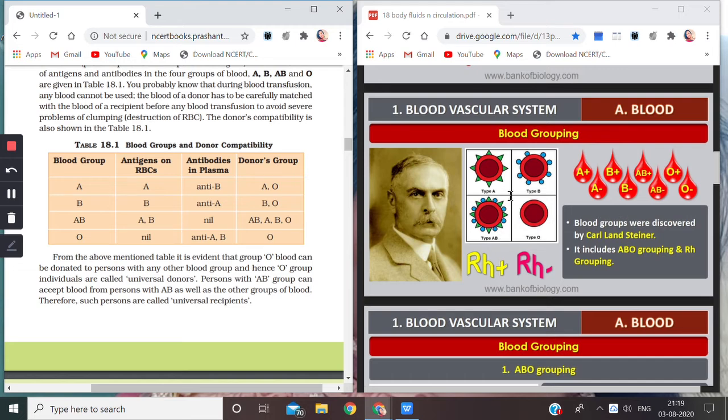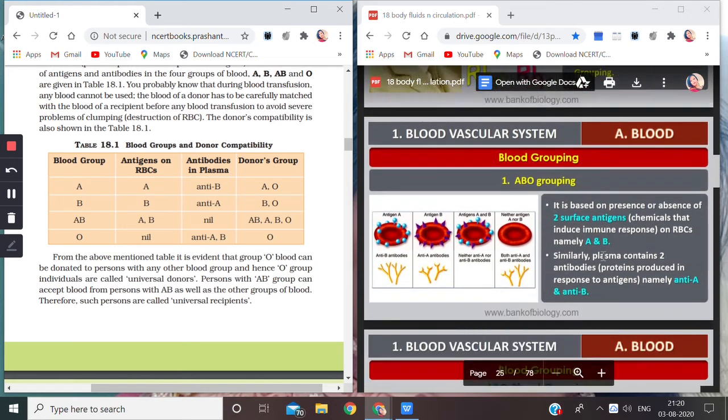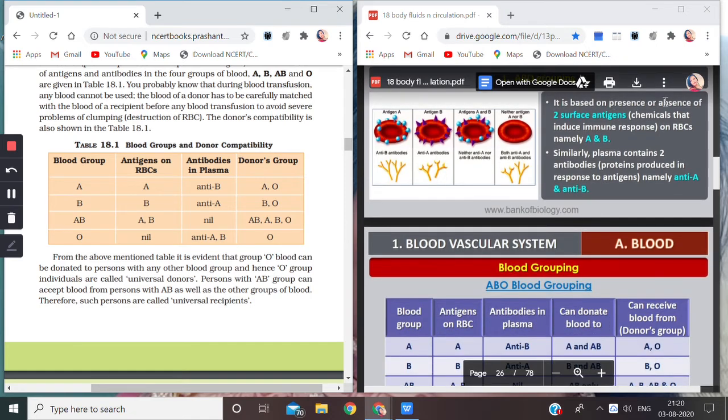So that is why we call it ABO grouping, because only three alleles are present. One is allele A, the other is B, and the third one is O, because this is the combination of the first two. So we call it ABO grouping. Okay, see, it is based on the presence or absence of two surface antigens. As I told you, surface antigens, antigen A and B, present on the RBCs.